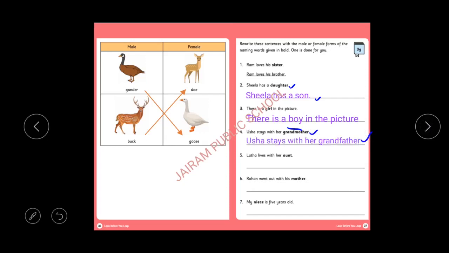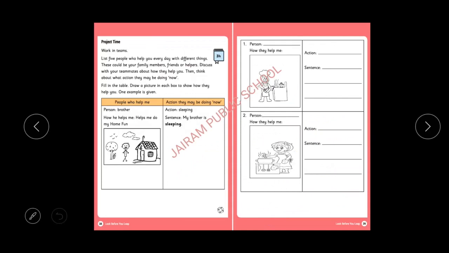This is right. Lata lives with her aunt. Instead of aunt, what should we write? Uncle. Rohan went out with his mother. Instead of mother, what should we write? Father. Very good. My niece is 5 years old. What is the opposite of niece? Nephew. So this is the opposite of niece. We have completed this activity. Let's move to the next one.